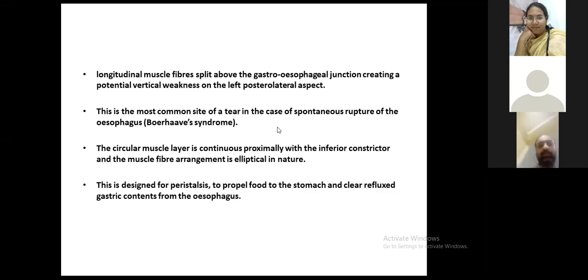Inferiorly, this longitudinal muscle splits up just above the esophageal junction, creating a potential weakness in the left posterolateral aspect of the esophagus, which is the most common site for a tear in spontaneous rupture of the esophagus, called Boerhaave syndrome. The circular muscle layer is continuous proximally with the inferior constrictor, and the muscle fibers are arranged in an elliptical fashion. This alignment helps to propel the food from the proximal to the distal direction in the esophagus.